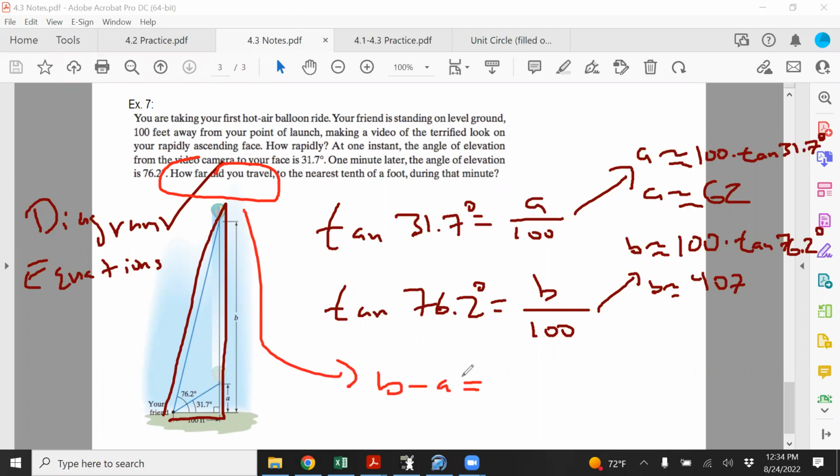Does that make sense why I'm doing B minus A? Because you're asked to figure out how far you're traveling in that 1 minute. Because you started when you're already off the ground, and then after 1 minute, you're even higher off the ground, right? So 407 minus 62, you should get, what is that? 345, thanks. So apparently the hot air balloon traveled 345 feet in that 1 minute.